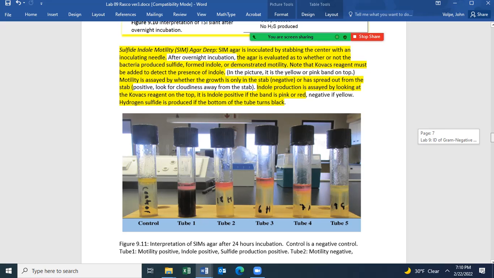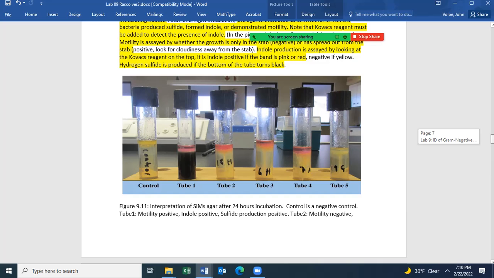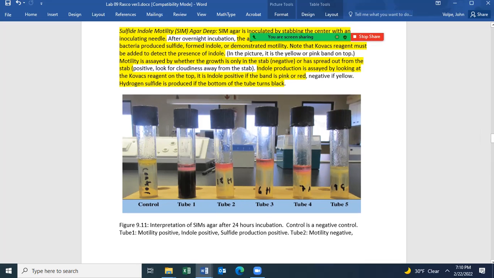All right, any questions about the SIMS test? Like I said, it's a complex test. You're looking at the production of indole, you're looking at the motility of the bacteria, and you're looking at the hydrogen sulfide being produced.